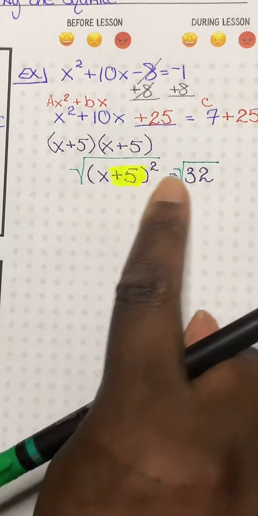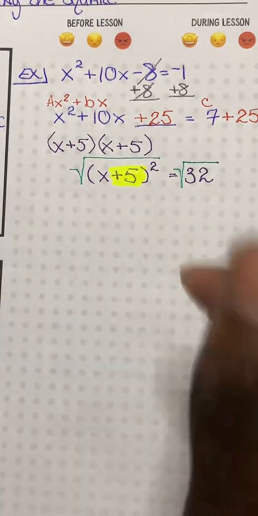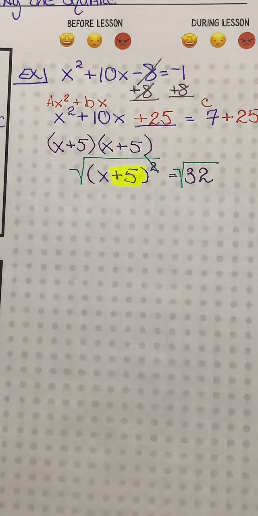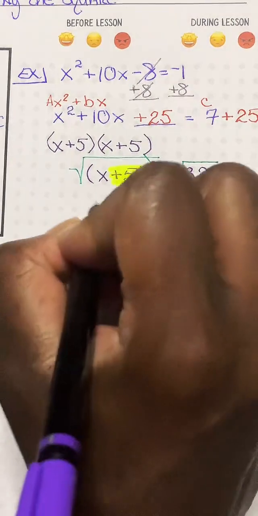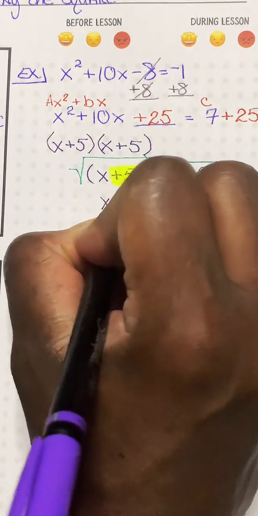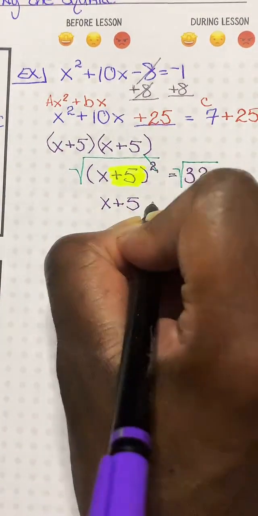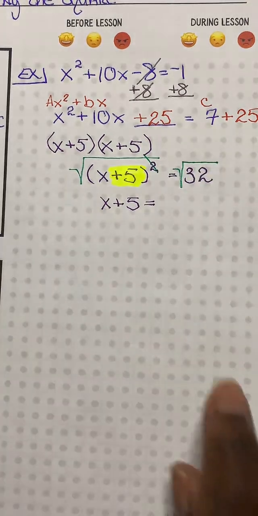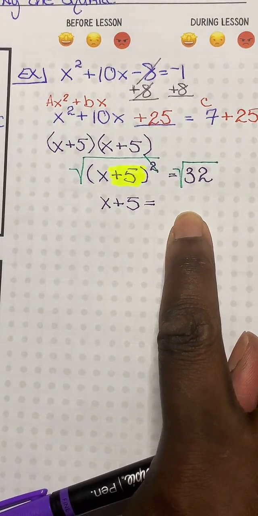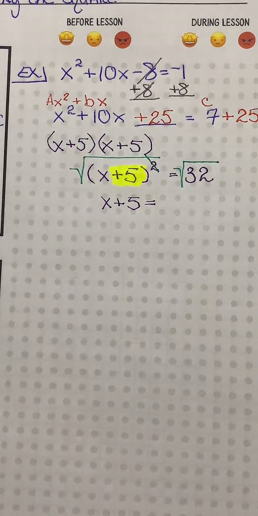So what happens is that square and that square root, they're inverses. They cancel each other out. So now what's left is going to be my x plus 5 equals, we got the square root of 32. But something needs to come into play.